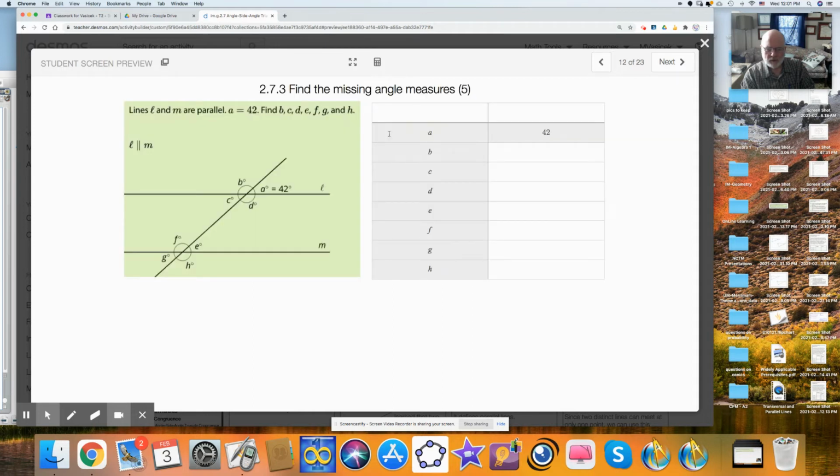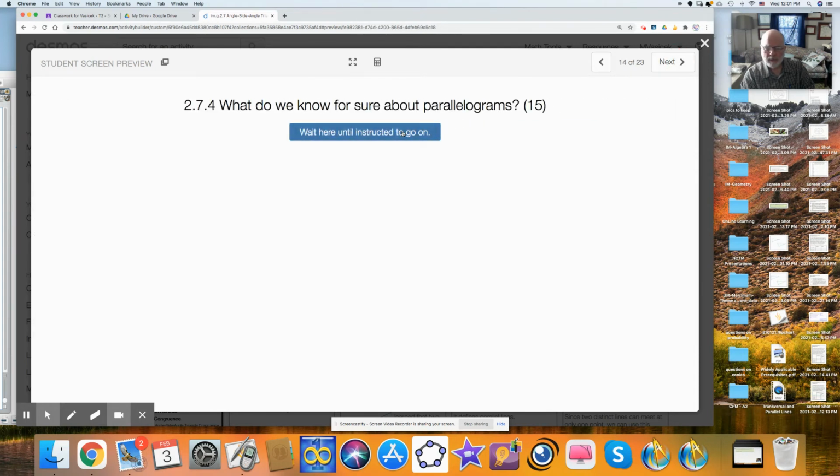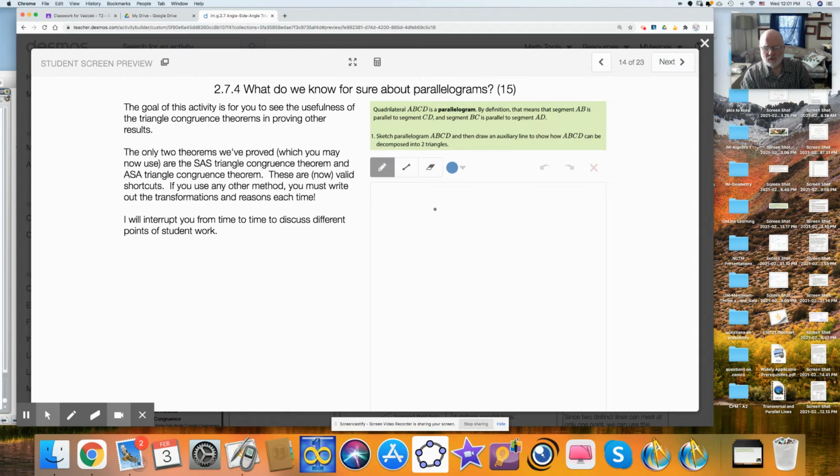Find the missing angles. This is a review of linear pair, vertical pair, alternate exterior, alternate interior angles. A, C, E, and G are all 42. The others would be 180 minus 42, so this would be 138, 138, 138, 138. And I've named them for you already on the previous page. Why? Because when we do this proof about parallelograms, it's going to be important.